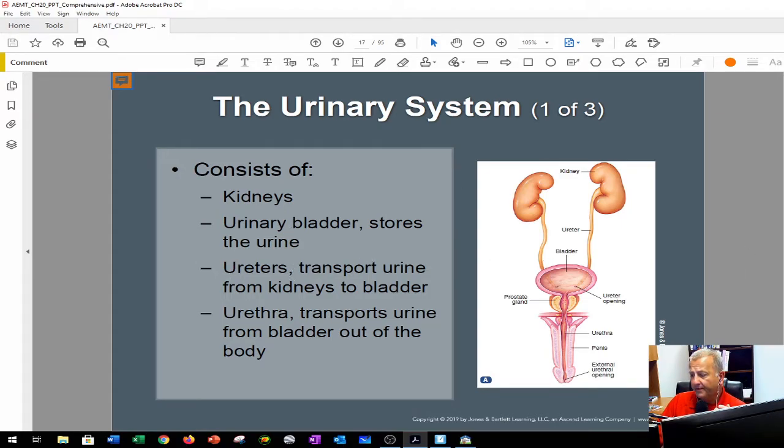The parts of the urinary system: well, we know that you have the bladder, and the function of the bladder is to store urine. The urine has to get to the bladder, and that happens through the ureters, and from the bladder to outside of the body, it travels through the urethra.